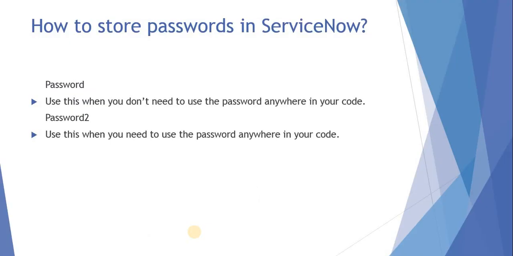Next is how can we store passwords in ServiceNow. So we'll be using system properties to store the password. There are two password types present in system properties. The first one is password. We'll be using this when we know that we don't need to use the password in the code or we don't want to decrypt it. This is used in the user table where we store passwords for each individual user. The second one is password2, which we'll be using for our demo.